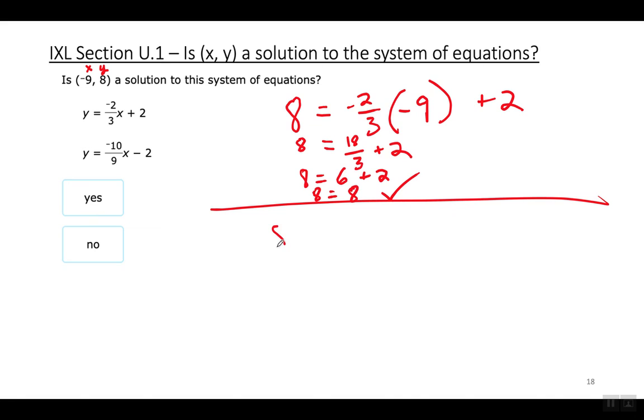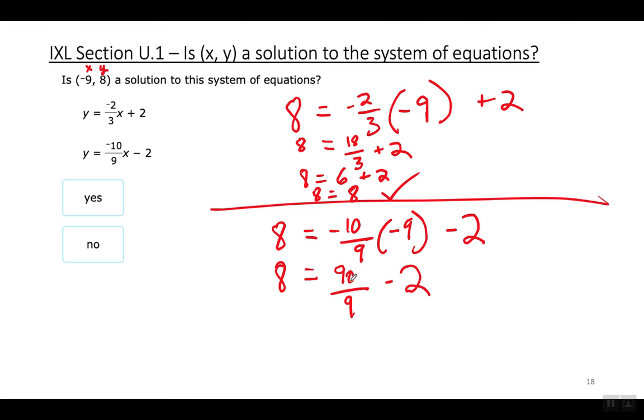On the bottom, I'm going to have 8 equals negative 10 over 9 times negative 9 minus 2. When I multiply the fraction, I'm going to have a negative times a negative equals a positive. 10 times 9 is 90, with the 9 on the bottom. 90 divided by 9 equals 10. So now I got 8 equals 10 minus 2. So 8 equals 8. So yes, that is a solution to the top as well as to the bottom. So yes, negative 9 comma 8 is a solution to this system of equations.